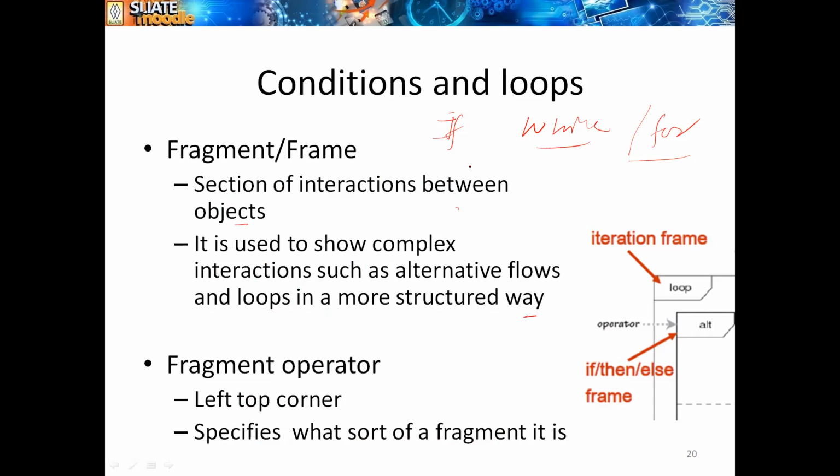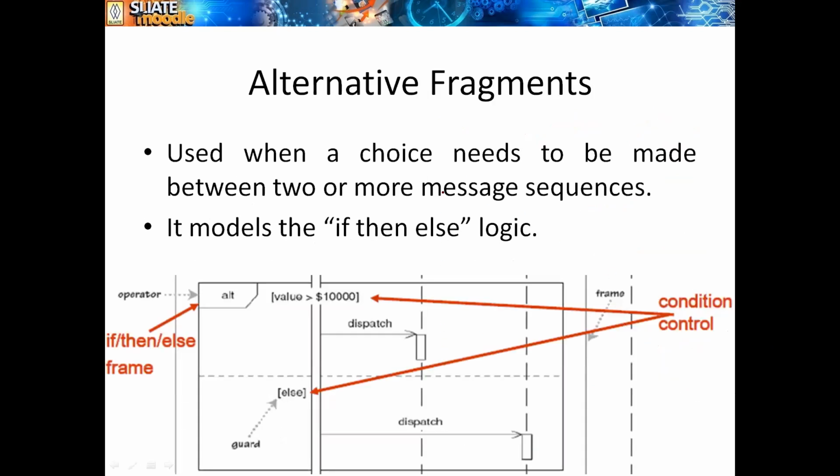You can see the interaction frame: the iteration frame, for looping or iteration, labeled loop, and the if then else frame. The loop is labeled like this, and the if then is labeled ALT, followed by the condition and then the else part. I will show it. Alternative fragments are used when a choice needs to be made between two or more message sequences. It models the if then else logic.